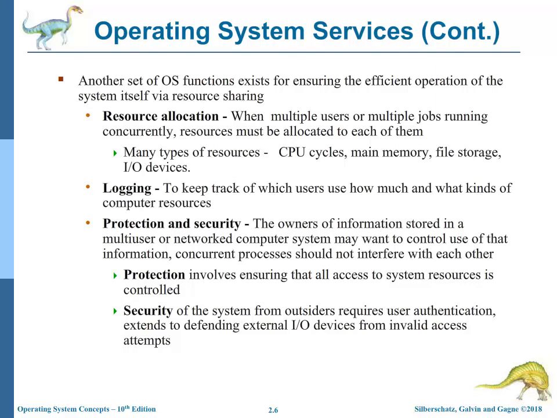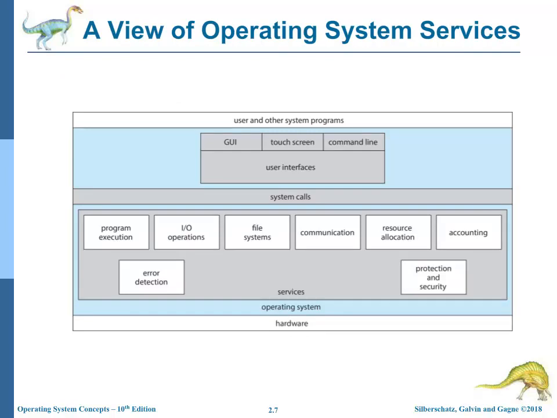The following are the major activities of an operating system with respect to protection. The operating system ensures that all access to system resources is controlled. It ensures the external I/O devices are protected from invalid access attempts. It ensures authentication feature for each user. This figure shows one view of the various operating system services and how they interrelate. These services also make the programming task easier for the programmer.